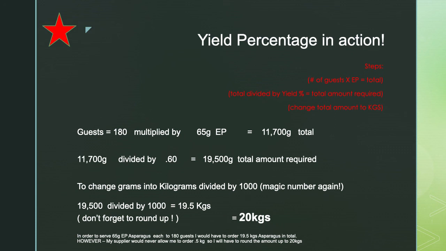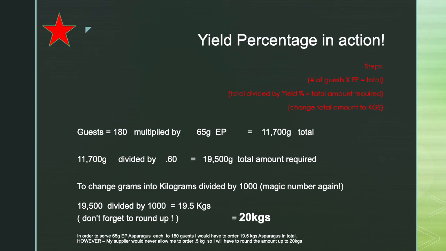Now, there's a wee bit of a problem because I can't buy 0.5 of a kilo. My supplier won't allow me to do that. So you always have to round up in a problem like this. So we have to round 19.5 up to the nearest kilogram amount, which is 20 kilos.